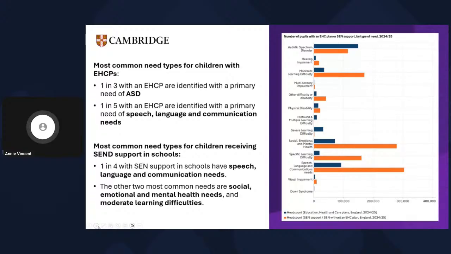So if we think a little bit about those needs and about the assessment of those, we can see that we're faced with a pretty tall order in schools, because an assessment for ASD is very different to one for a potential social, emotional and mental health need. And yet it is these assessments that are the crux really for this early identification and early intervention to help students really thrive in our schools.